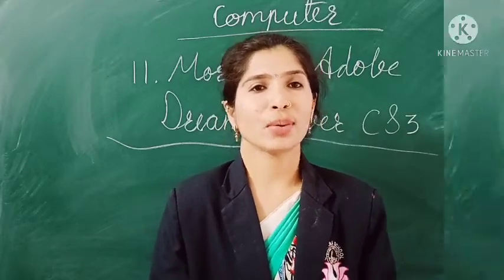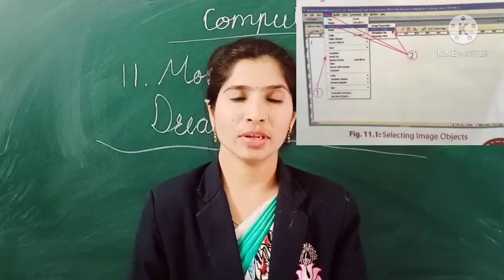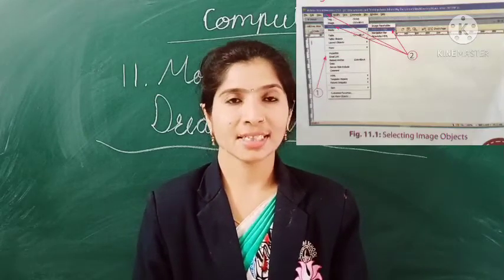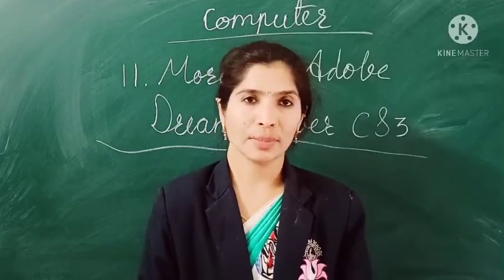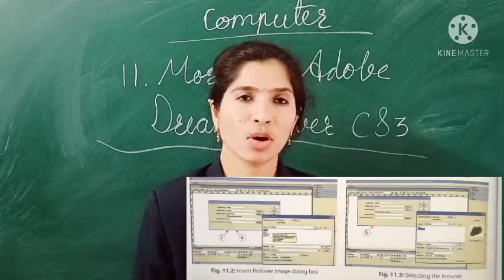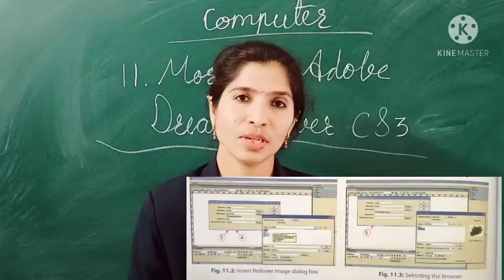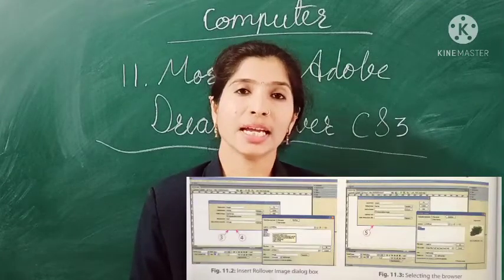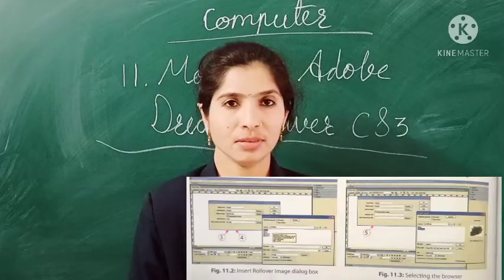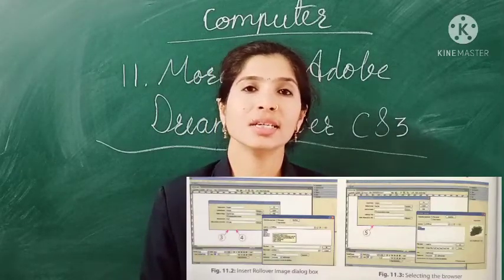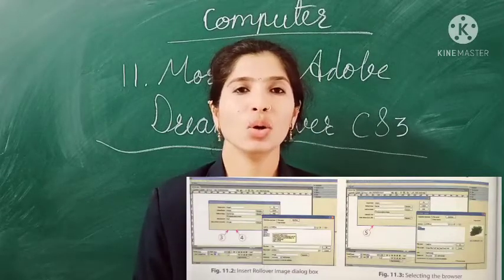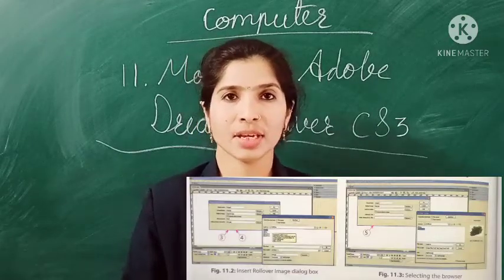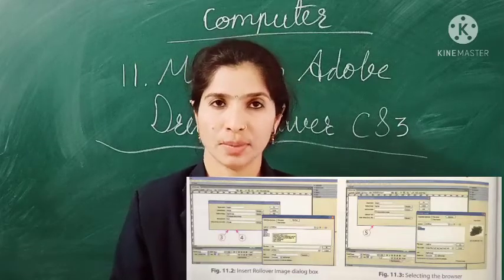Now, we are going to see some steps. First, place the insertion point where the rollover image will appear in the document window, and then select Insert, Image Objects, Rollover Image. The Insert Rollover Image dialog box will appear. Enter the following information in the dialog box and click OK when done. Image: it is the name of the rollover image. Original image: it is the image that is displayed on loading the web page. Rollover image: it is the image that is displayed when the cursor rolls over the original image.